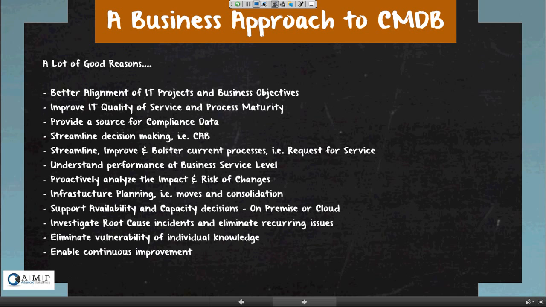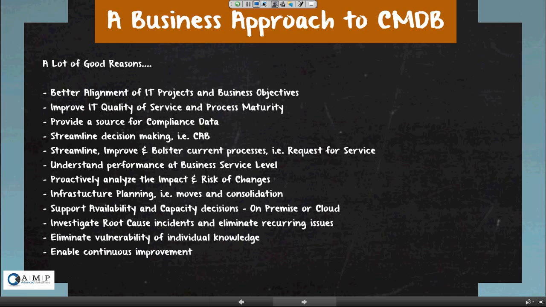It's extremely important, but for some very specific reasons. And all the things that a CMDB can do still apply. Whether it's the better alignment of IT projects and business objectives, which is an important one, or all these other ones you see on this list. Mitigating the risk of doing changes, making sure you're not going to have collisions on applications if you're going to do a change, because you can see in your CMDB what's coming down the pike. Supporting any kind of availability or capacity decisions.